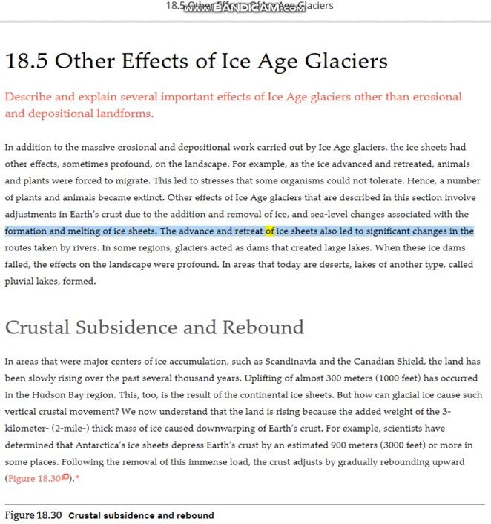The advance and retreat of ice sheets also led to significant changes in the routes taken by rivers. In some regions, glaciers acted as dams that created large lakes. When these ice dams failed, the effects on the landscape were profound. In areas that today are deserts, lakes of another type, called pluvial lakes, formed.